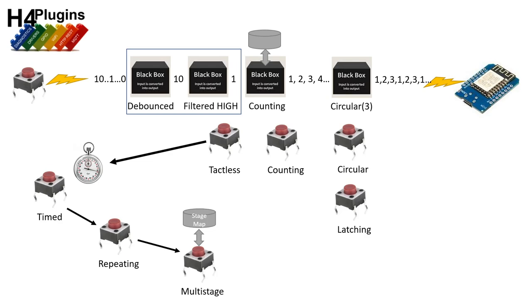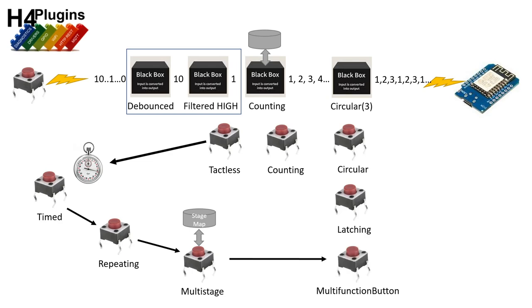Because if you give that a block of data, which we will call a stage map, which says, after 1 second, call this function, after 2 seconds, call that function, after 3 seconds, call that function, then you can build up a very, very sophisticated pattern of different functions depending on how long you hold that button down.